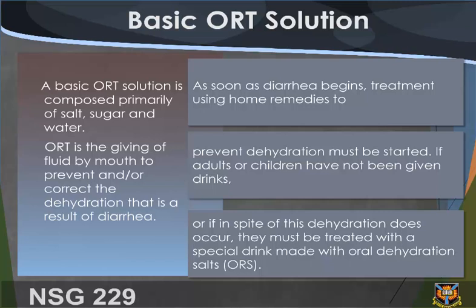Basic ORT solution. A basic ORT solution is composed primarily of salt, sugar, and water. ORT is the giving of fluid by mouth to prevent and/or correct the dehydration that is a result of diarrhea. As soon as diarrhea begins, treatment using home remedies to prevent dehydration must be started. If adults or children have not been given drinks, or if in spite of this dehydration does occur, they must be treated with a special drink made with oral rehydration salts, ORS.